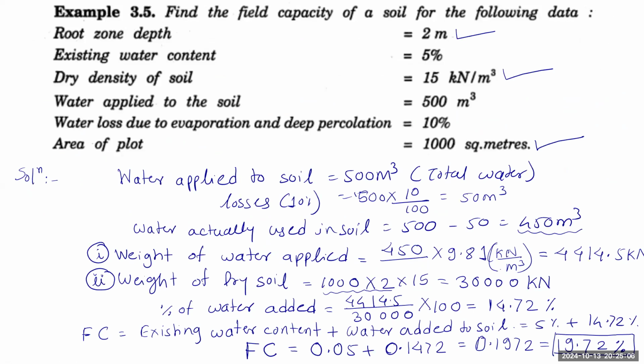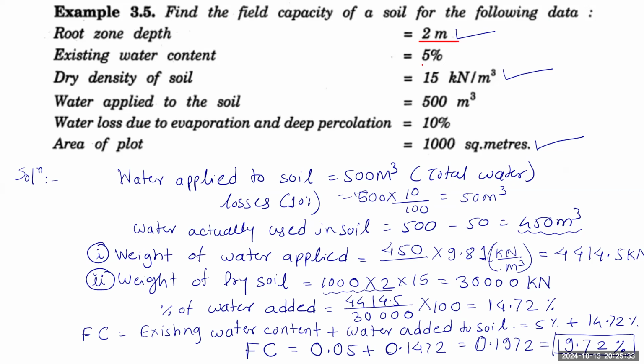Now this is the third problem, example 3.5. To find the field capacity of soil for the following data. So here some data is given, and from that we have to find out its field capacity. So the root zone depth is given as 2 meter. The root zone depth is given as 2 meter.